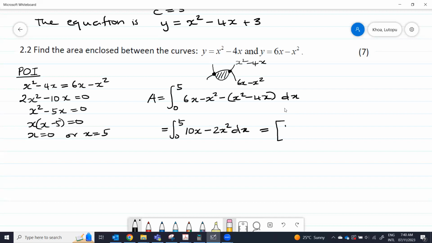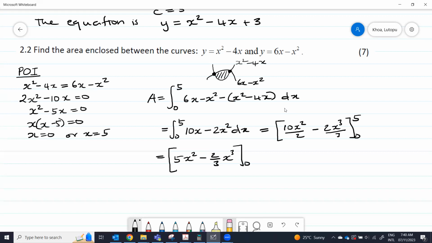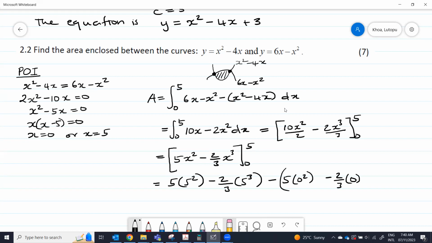So this gives us 10x squared over 2 minus 2x cubed over 3, integrated from 0 to 5. So this is 5x squared minus 2 over 3x cubed from 0 to 5. Okay, so this is 5 times 5 squared minus 2 over 3 times 5 cubed, minus 5 times 0 squared minus 2 over 3 times 0 cubed.